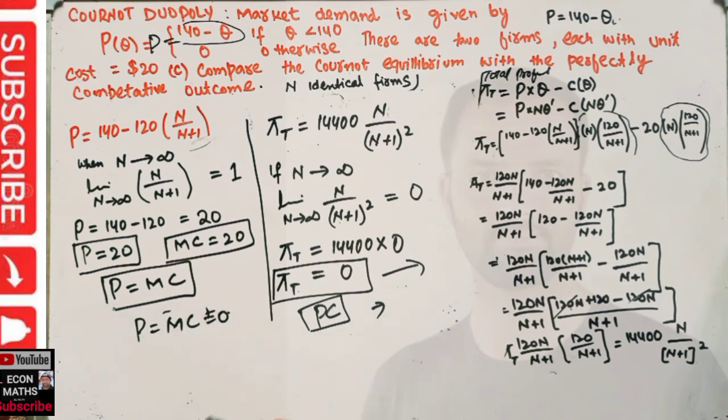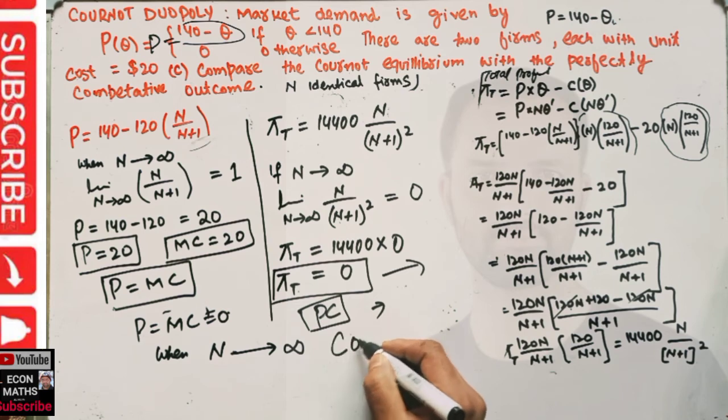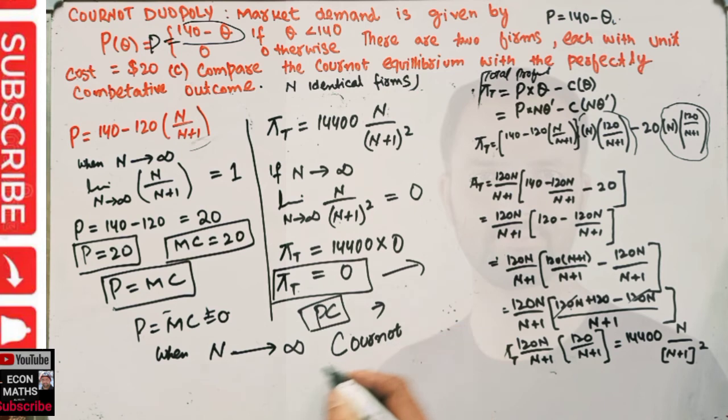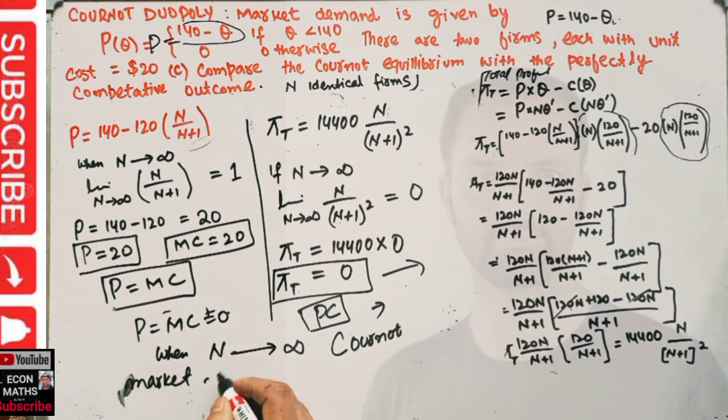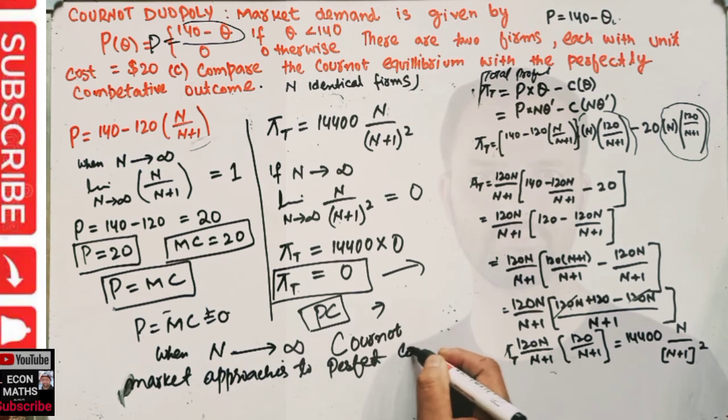So we can safely say, thus, that when the number of firms becomes infinite, when we have an infinite number of firms, the Cournot equilibrium or Cournot market approaches perfect competition. Okay, perfect competition.